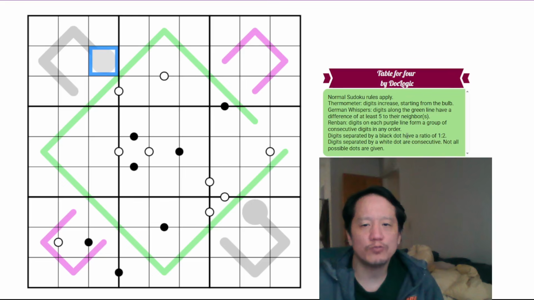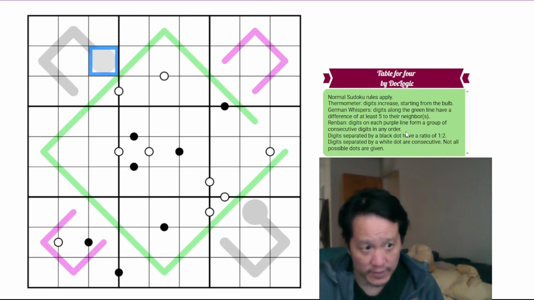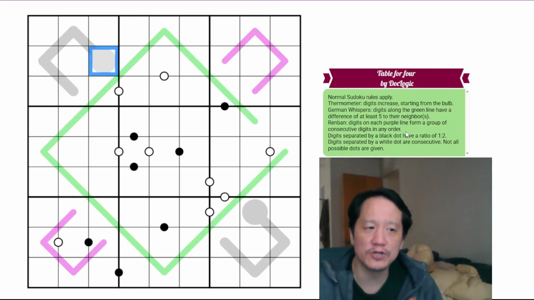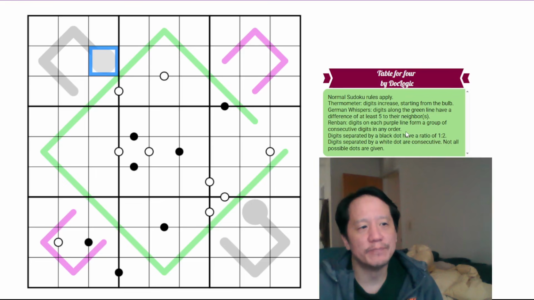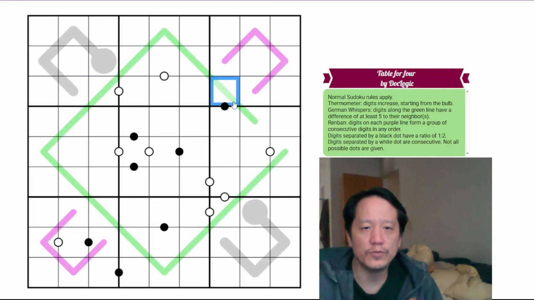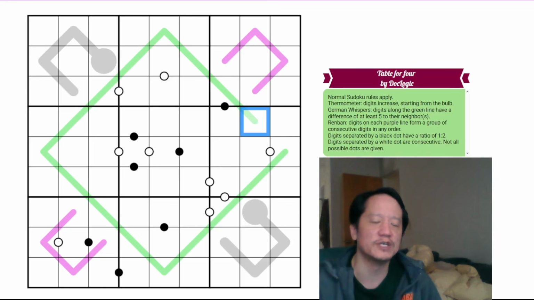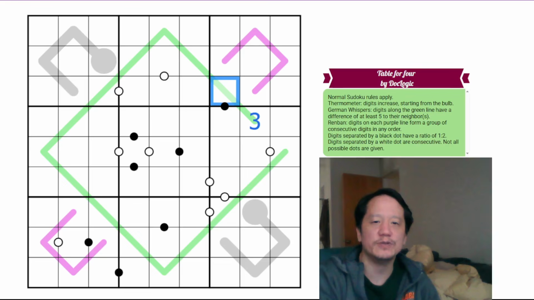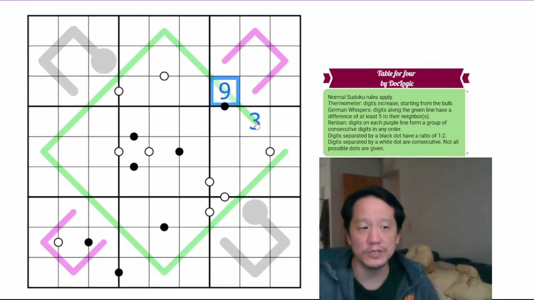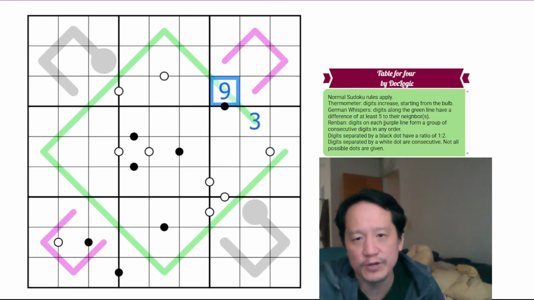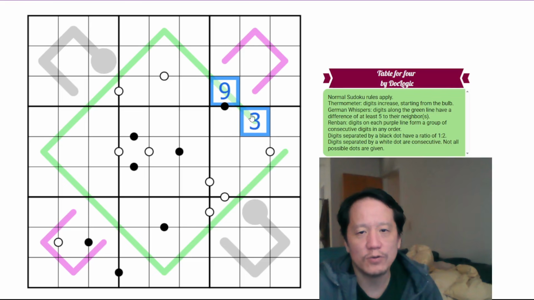We also have German whispers, or as I like to call them, whisper 5 lines. I did not come up with that designation. A setter came up with it, but I thought it made a lot of sense because it's easily extensible. So digits along this green line, which is for a German whisper or whisper 5 line, have a difference of at least 5 to their neighbors. So for example, if this were a 3, this would have to be 8 or 9, because those are the only digits which are 5 or more away from 3. And that's an example of how whisper 5 / German whisper lines work.